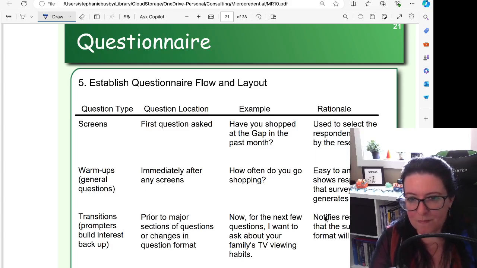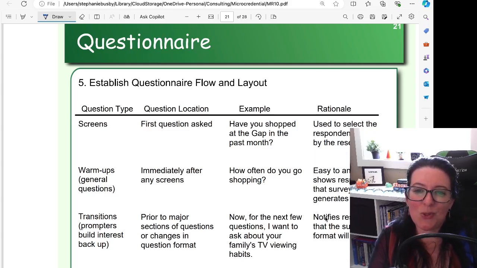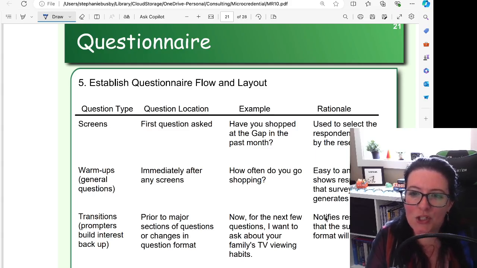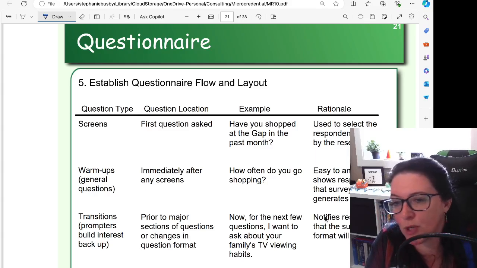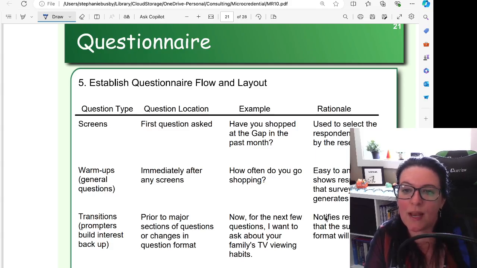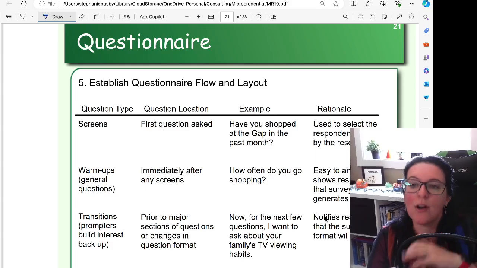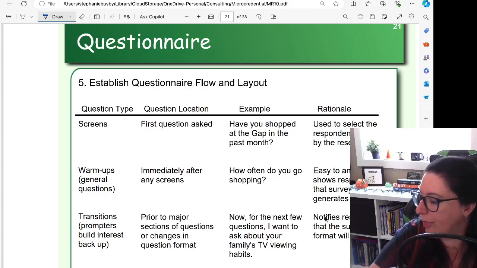It's there to get us interested in whatever the topic is. Then we're going to start to transition and build more interest, and this is going to lead into sections of questions. So this transition might just be a little blurb that notifies the respondents that the subject or format's going to change. So for the next few questions, we want to ask about your family's TV viewing habits. Or you might not have text for your transition. You might have just more of a header to indicate the next couple questions are all related to a general theme.